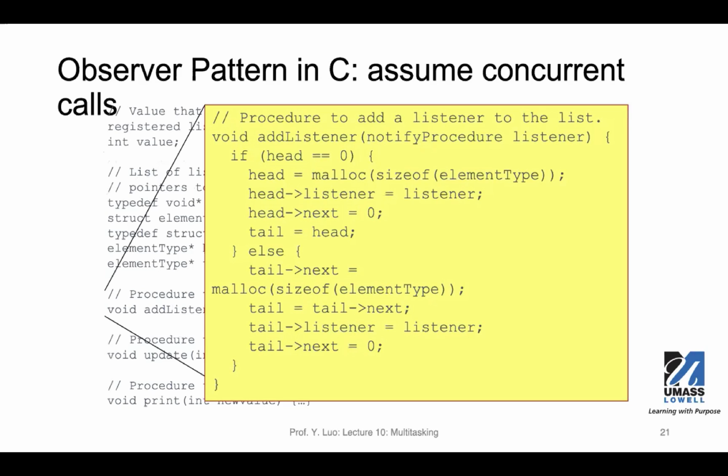This is the procedure that we saw earlier. Add a listener to the list. So if the head is 0, we're going to create a new one, and we have the head pointing to the new node and also the tail pointing to the new node. If there are already nodes, we're going to create a new one and assign it to the end of the tail. And then we're going to move the tail and initialize the function pointers, and then set the next to be 0 and so on.